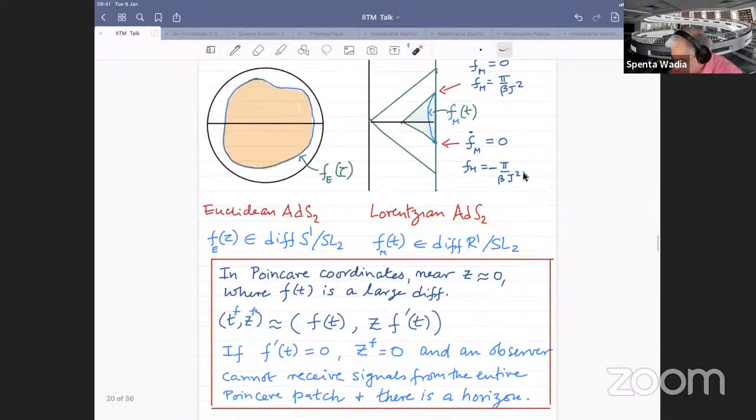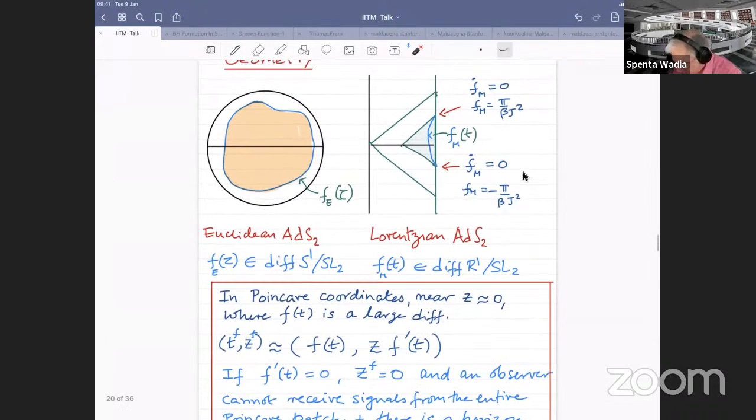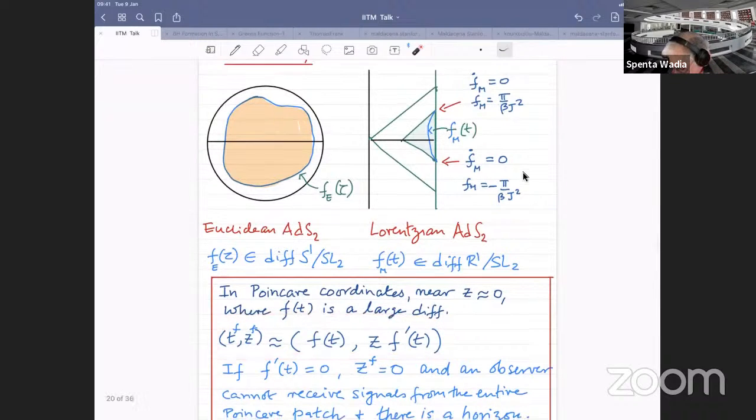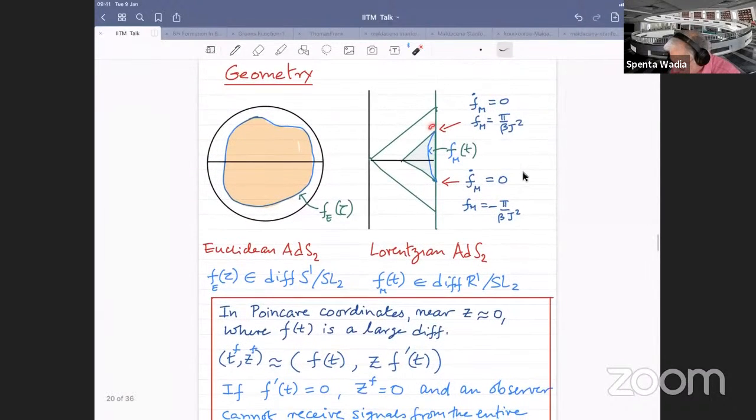And the important point which I want to make is that in Poincare coordinates near z equal to 0, as I mentioned before, the diffeomorphisms essentially act like this. So now you see that if f prime is equal to 0, for some reason, then z_f is equal to 0. Means the space-time ends. And an observer over here, therefore, will stop receiving signals from here. This is a very simple and a beautiful way of characterizing the appearance of a horizon.